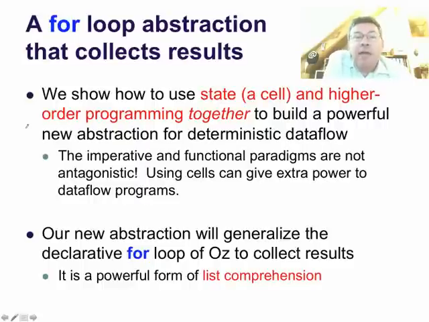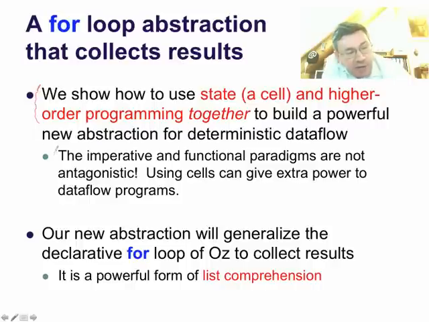Let's now build a for loop abstraction that collects results. What it means is that we will be able to loop over an instruction, which is a loop body, and collect results and create an output list, which is the set of results that we collect. So in order to implement this, we will use state, a cell, and higher order programming together.